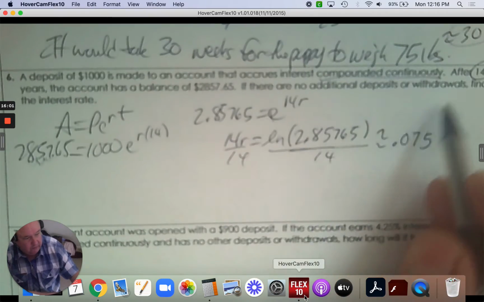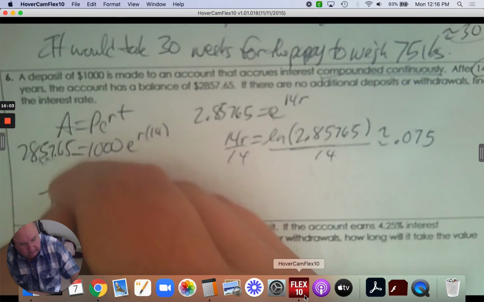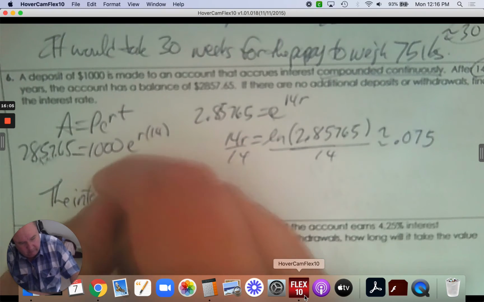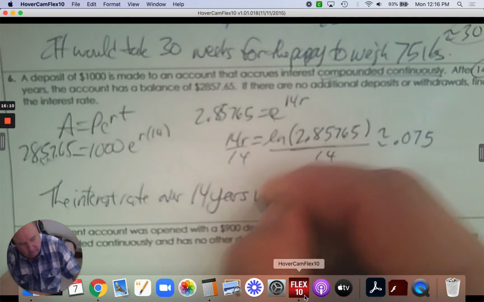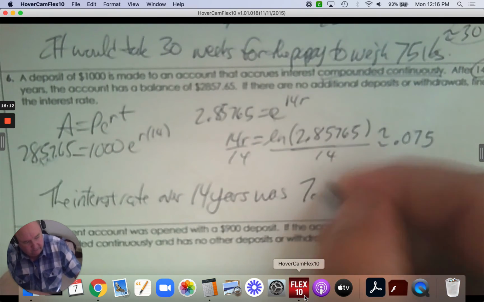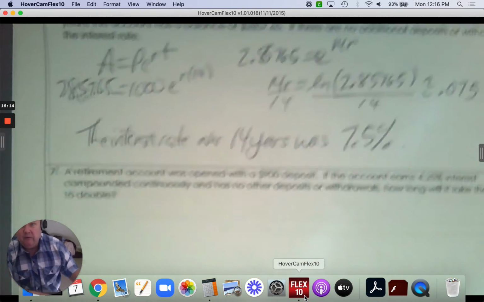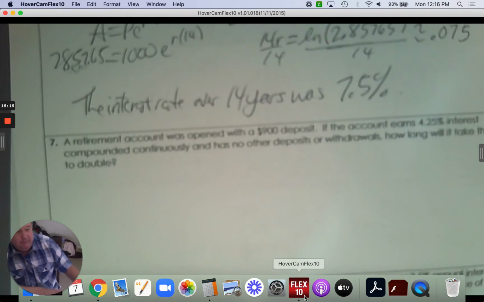So the question is, find the interest rate. So the interest rate over 14 years was 7.5%. What a great return in investment. All right, number 7, 2 more left.